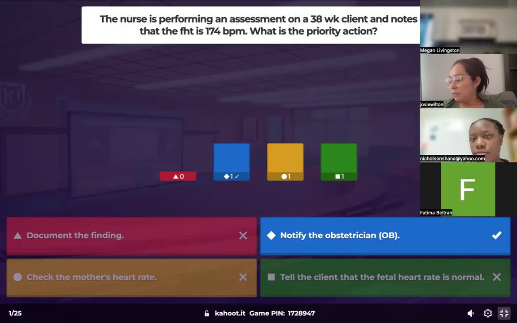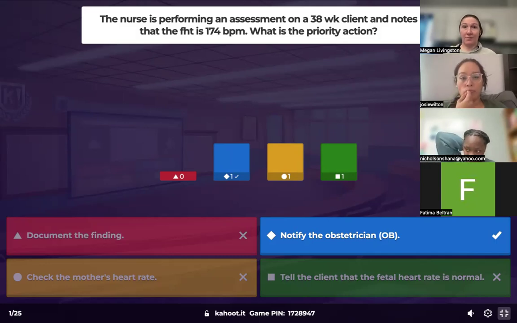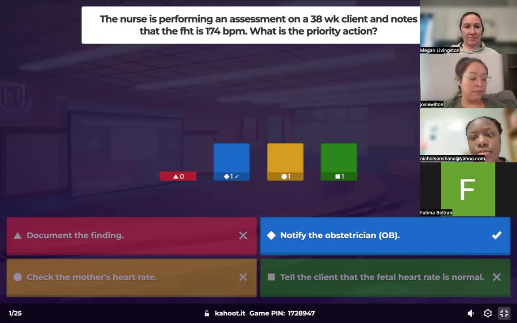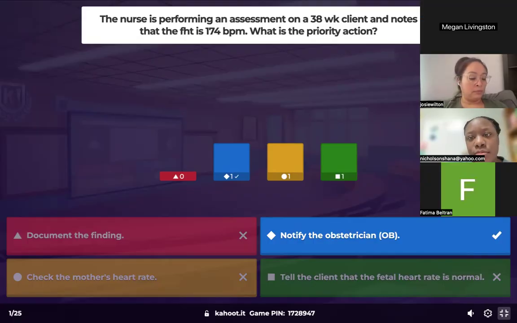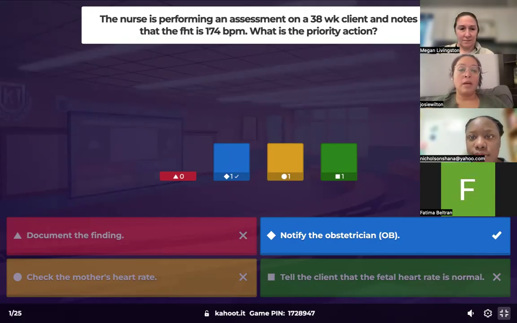Checking mom's heart rate is not a bad idea, because we want to make sure that's not mom's heart rate, right? Because that would be even more concerning. Like, why is mom's heart rate 174? But typically, when we see an elevated fetal heart rate, it's because mom's temperature is high, not her heart rate. And as far as telling that the fetal heart rate is normal, we want it to be under that 160. So, what was your question, Josie?